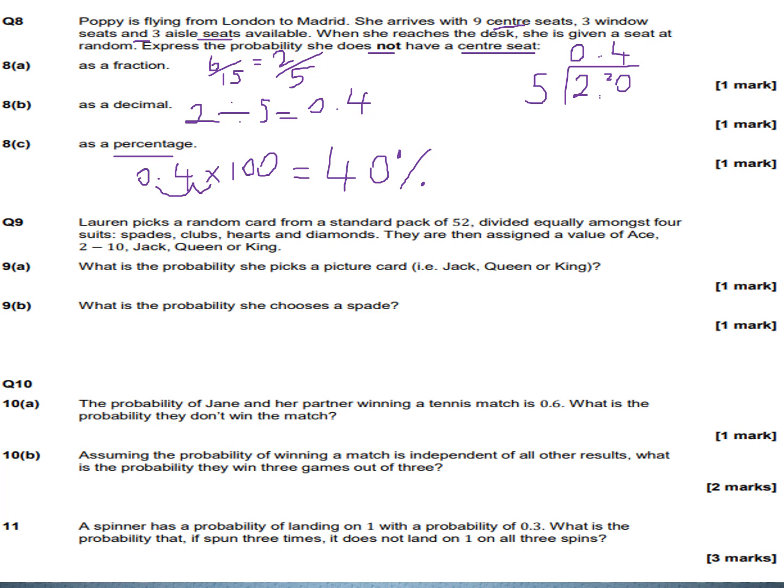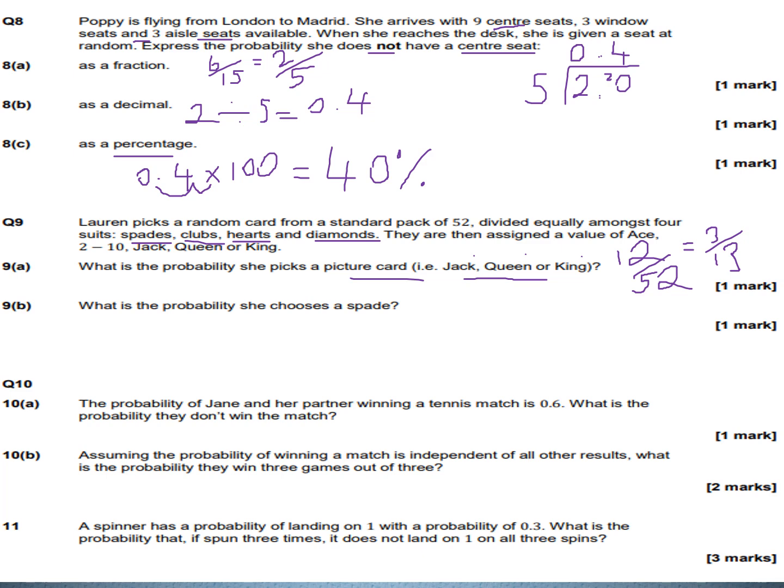This is question number 9. Lauren picks a random card from a standard pack of 52, divided equally amongst 4 suits: spades, clubs, hearts, and diamonds. They are assigned a value of ace, 2 to 10, jack, queen, or king. For part A, what is the probability that she picks a picture card, jack, queen, or king? Well, she can have 3, and I'm going to times it by 4 because I've got 4 different suits, so I'm going to have 12 over 52. Divide top and bottom by 4, and we get 3/13. So half it and then half it again.